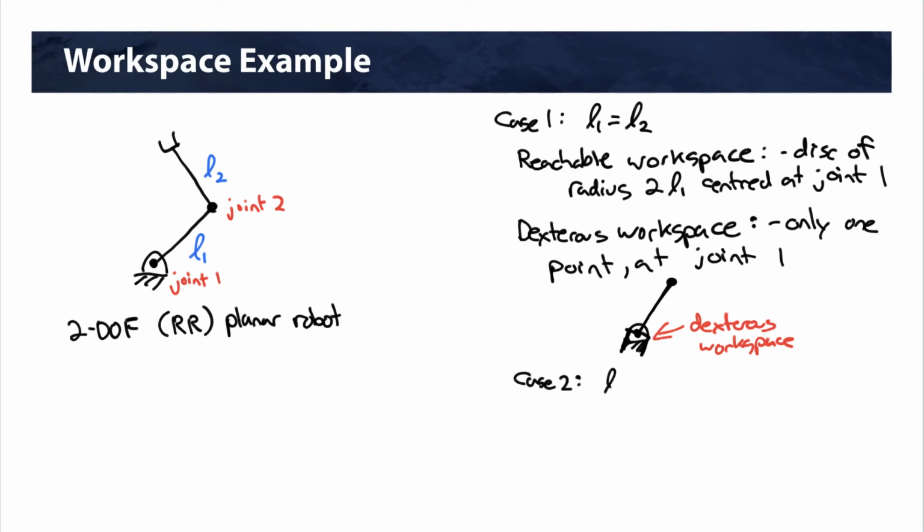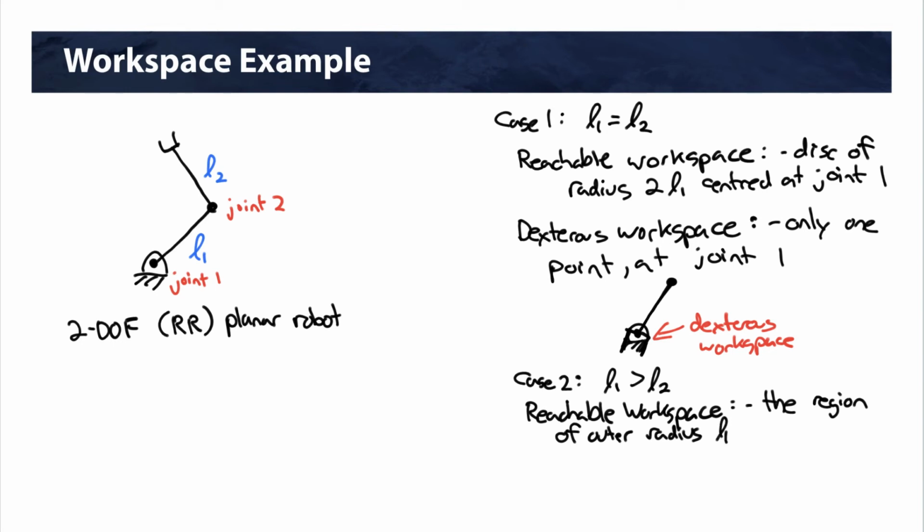Case 2, we have L1 greater than L2. The reachable workspace in this case is simply going to be the region of outer radius L1 plus L2 and inner radius L1 minus L2.